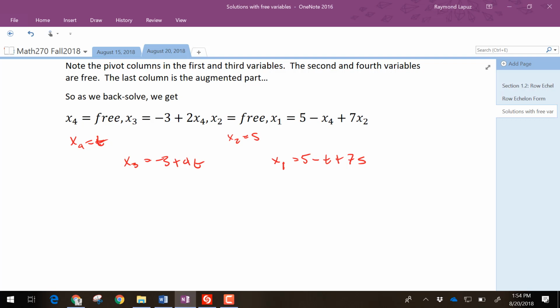If you let T equal 1 and S equal 0, we will get the other solution that we found. And it turns out that you can let them be whatever you want, and it should still work in that system. Okay?